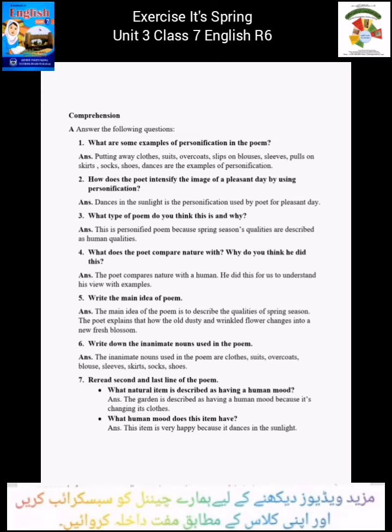Second question is, what human mood does this item have? The last line indicates that the item being discussed here is the flower. The flower is very happy because it dances in the sunlight. Being happy here means that flowers are blossoming and blooming in nature. So it is indicated that they are being happy. That's why they are dancing in the sunlight, like they are waving with the wind. So that's also an example of personification.